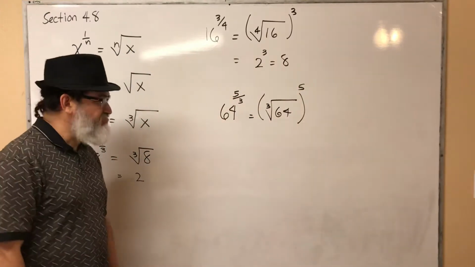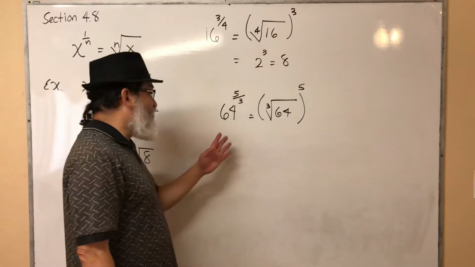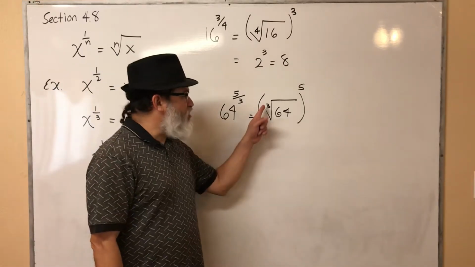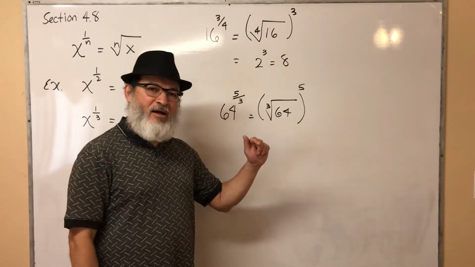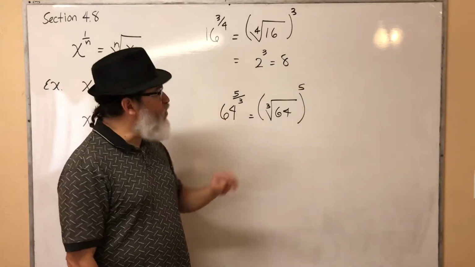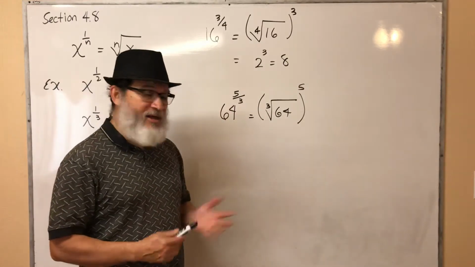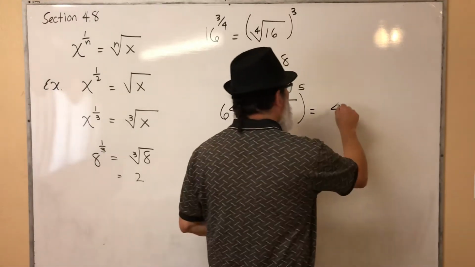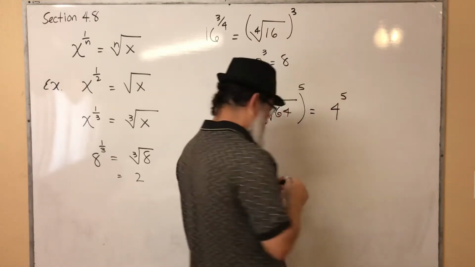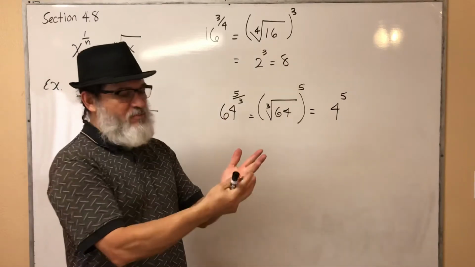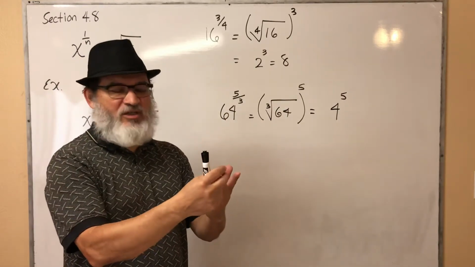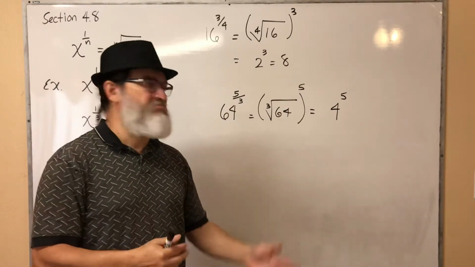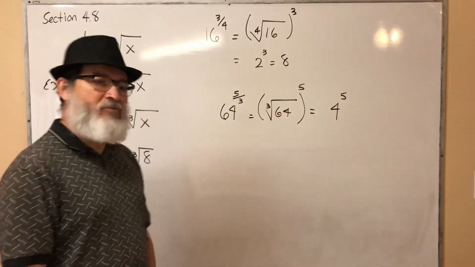Okay. So therefore, what is the cube root of 64? That's 4. 4 to the 5th power. So just multiply 4 times 4 times 4 times 4 times 4, and you get an answer. Okay?